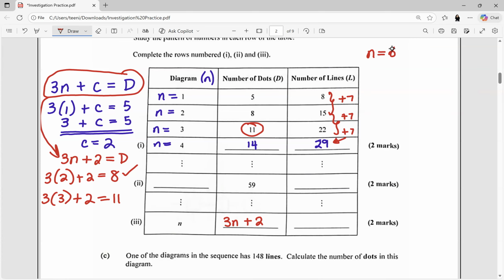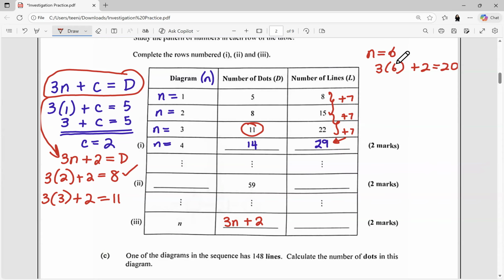20 is correct. Tell me how. If n is 6, it'd be 3 times 6 is 18 plus 2 is 20. That's right. All right. So Zafi, back to you.